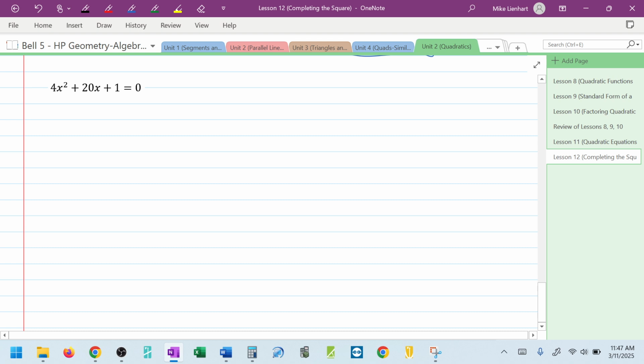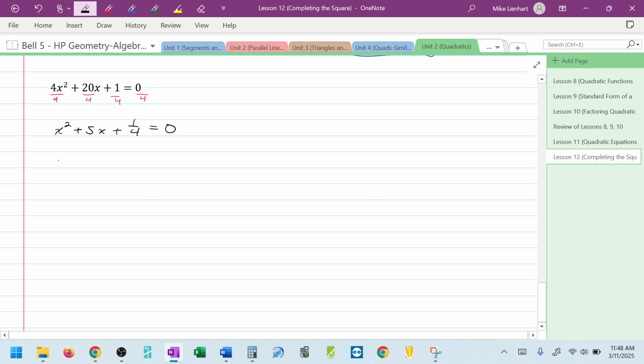If they insist that I complete the square, the first thing I know is I cannot complete the square unless a is 1. So I'm going to divide everybody by 4. Okay, this leaves me with x squared plus 5x plus 1/4 equals 0. I'm not a fan of this technique, but I'll show you it can be done.